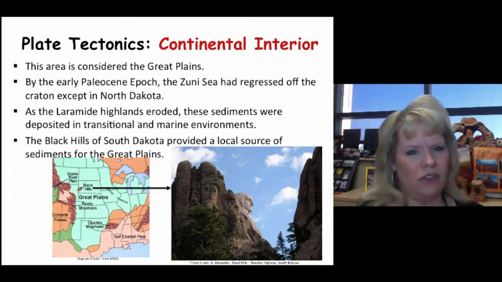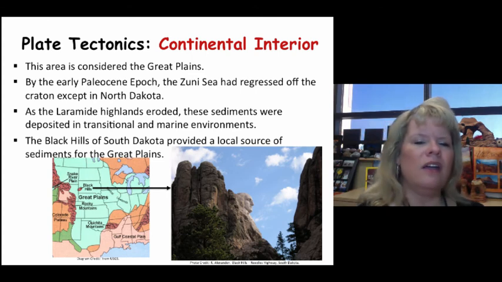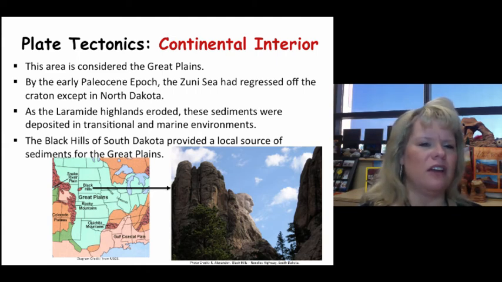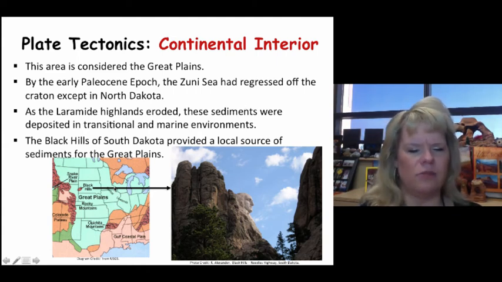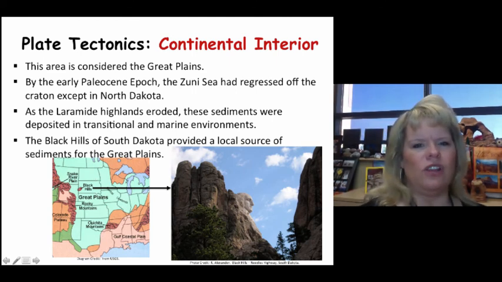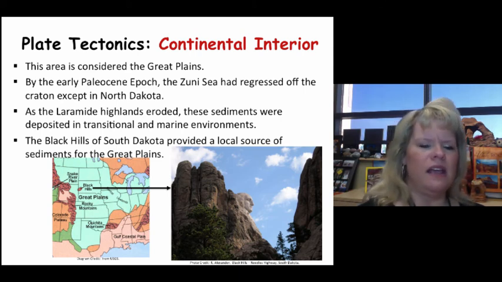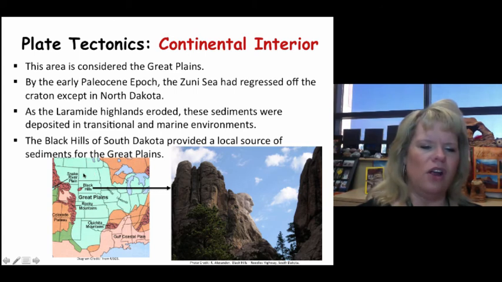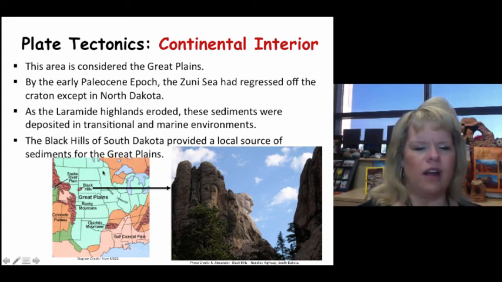By the early Paleocene, which would be the beginning of the Cenozoic, we know the Zuni Sea had regressed off the continent and craton, except for one area, which is kind of interesting. It's going to be this state right here, North Dakota. And as the highlands that were uplifted during the Laramide orogeny start to shed their sediments, they're going to fill this whole area in with stuff. And that stuff's going to be important. So if you're right around where North Dakota is, you would probably have some marine environment rocks, but most everything's going to be transitional to true detrital material.